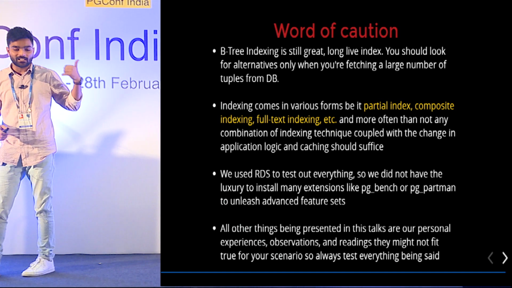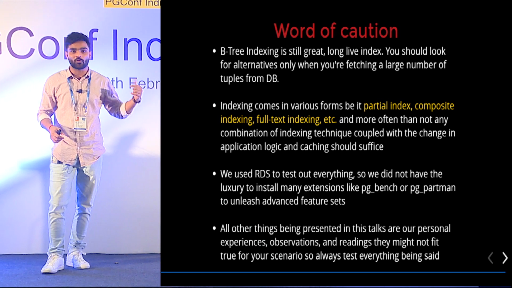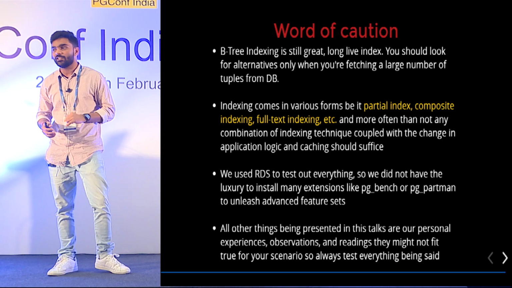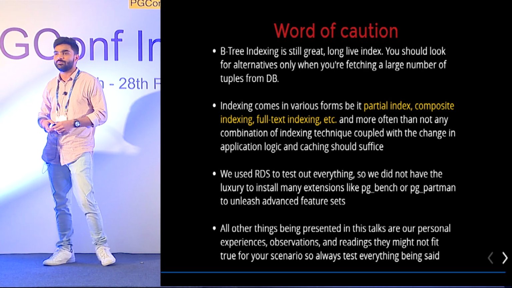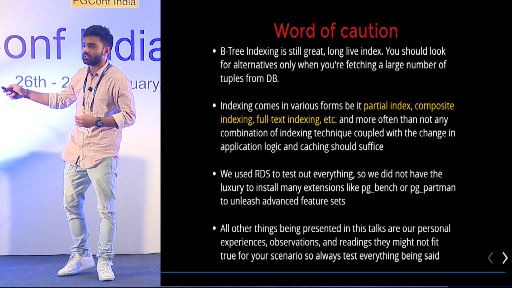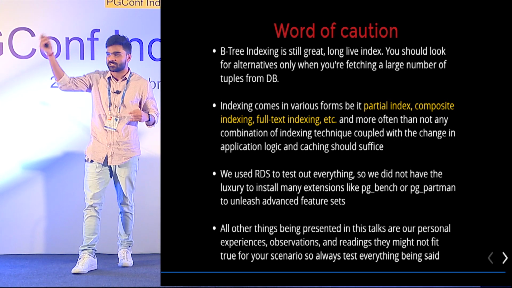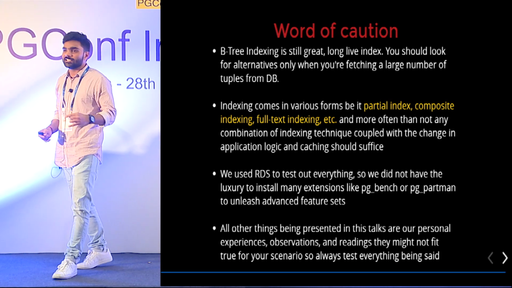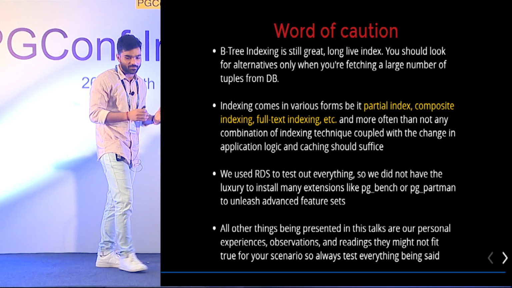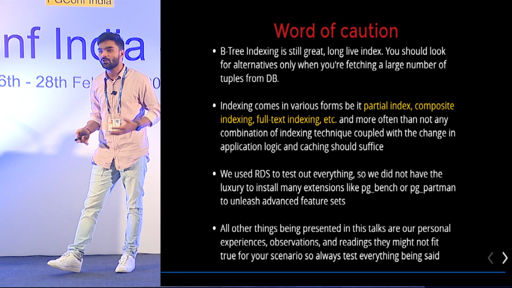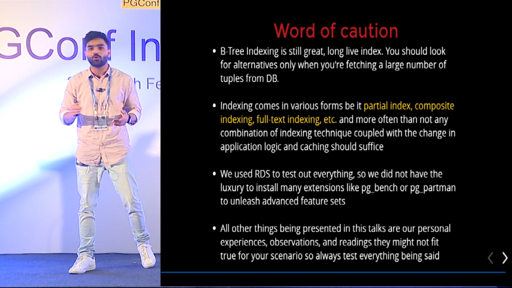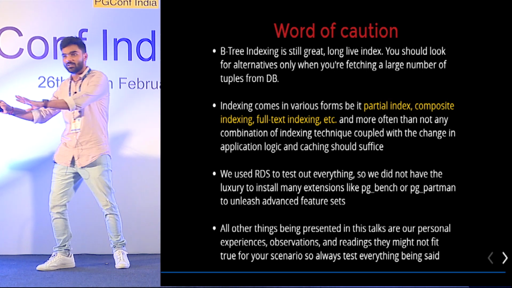In our particular example, we use RDS provided by AWS as a managed database service to test out everything. So we did not have the luxury to check pg_partman or pg_bench to unleash some advanced feature set of partitioning that Postgres does not provide, but those extensions provide. All the things that are presented in this talk are our personal experiences and observations, and might not fit your scenario. So always test out everything, run EXPLAIN ANALYZE, and then see. Do not take anyone at their word, even the documentation, I would say.